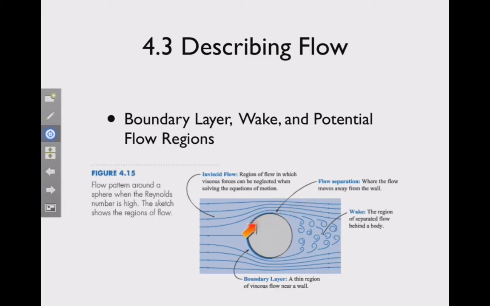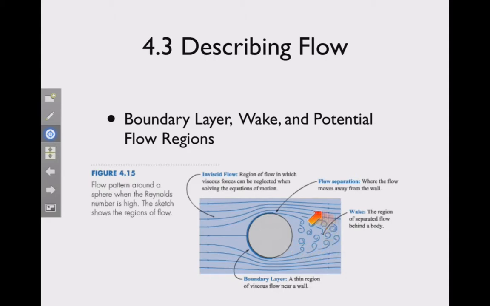Somewhere along this object, depending on the velocity of the flow, the relative velocity of the cylinder and the flow, we will have flow separation, where the flow will move along the wall and be close to it, and then all of a sudden it will peel off and peel away from the wall. That is a region of flow separation in these locations right here. And then after that occurs, we will have a wake, the region of separated flow behind a body.